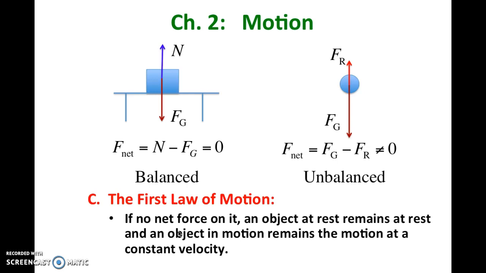The first law of motion can be described as: if there is no net force on it, an object at rest remains at rest, and an object in motion remains in motion at a constant velocity. Constant velocity means constant speed and no direction change, in a straight line.